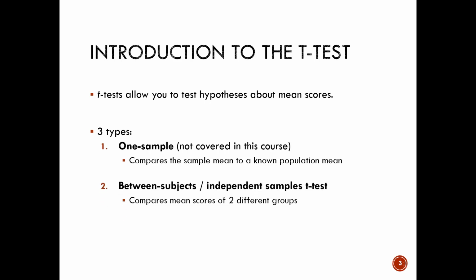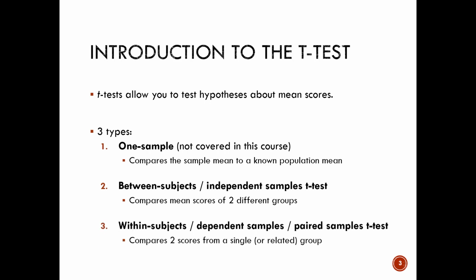Today we're going to talk about between subjects or independent samples t-test, and what that does is it compares mean scores of two different groups to see if those means are different or the same. And then next time we're going to talk about within subjects or dependent samples or paired samples t-test, all the same thing. And what that does is it compares two scores from a single or related group to see if those two scores are the same. Technically, you're testing to see if the average difference between those two scores is 0 or not. And we'll talk more about that next time. And so these are the three different types.